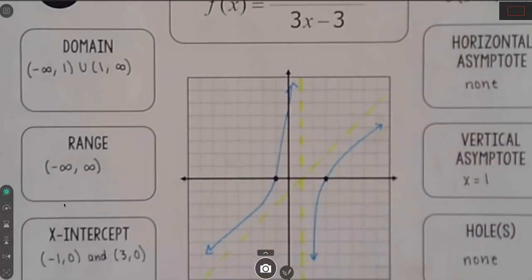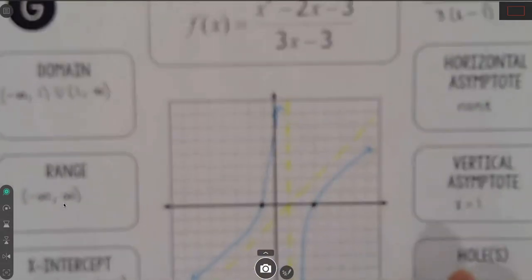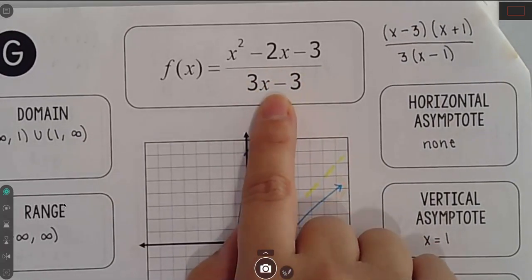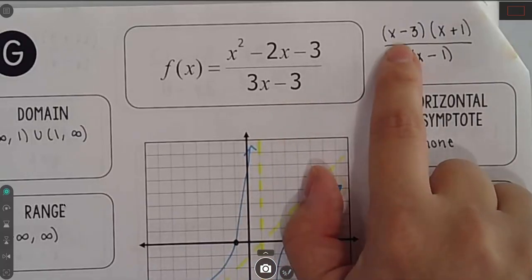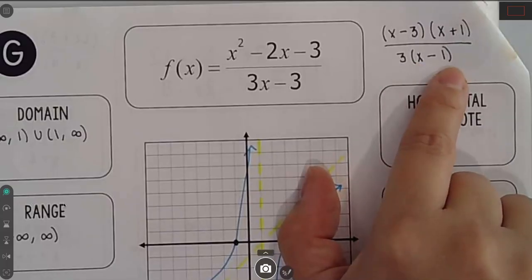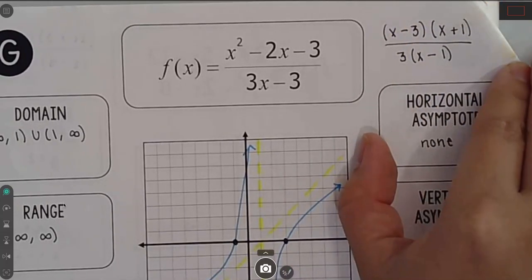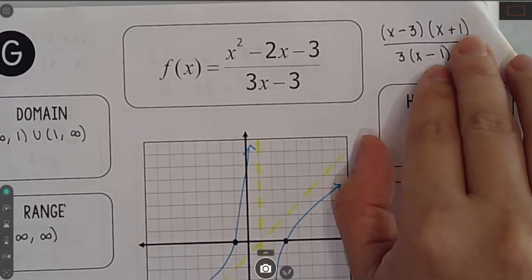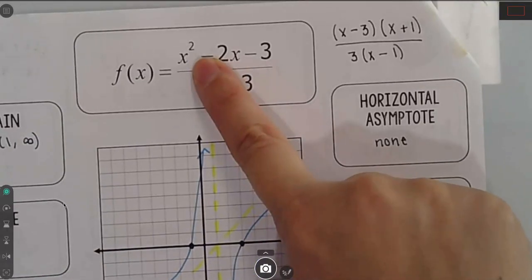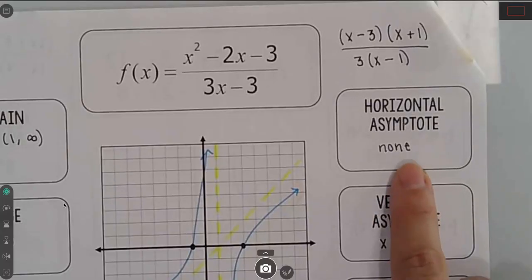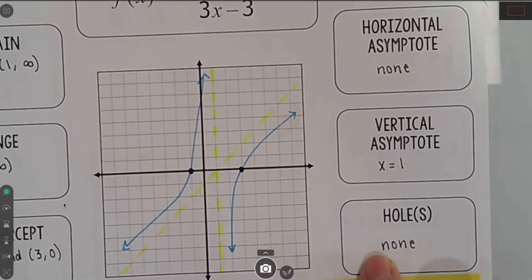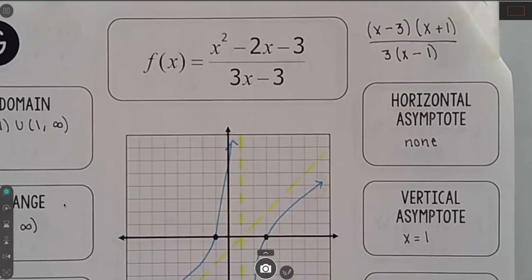All right, problem G. We have f of x equals (x squared minus 2x minus 3) over (3x minus 3). So the top factors to (x minus 3)(x plus 1). The bottom factors to 3 times (x minus 1). So as you can see, nothing actually cancels out, although these are pretty close, so don't get confused by that. For the horizontal asymptote, the degree of the numerator is bigger than the degree of the denominator, so there is none. There's a vertical asymptote at x equals 1. And there are no holes because there are no common factors on top and bottom.